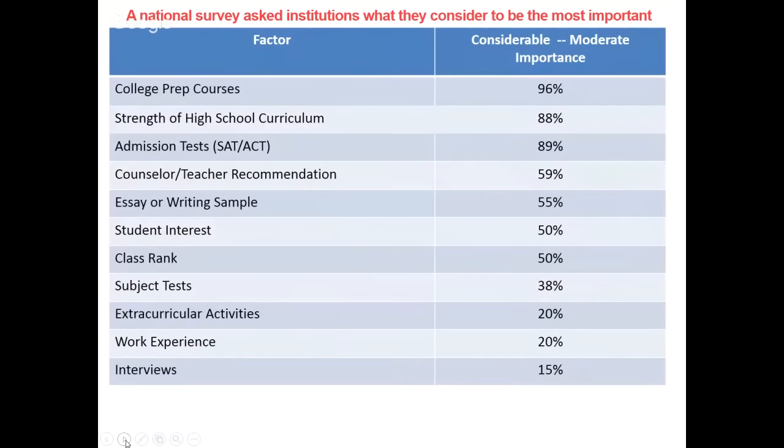But outside of high school grades, this is a survey of colleges and universities across the United States. And this is by the National Association of College Admission Counselors. And they asked, what do you consider considerably or moderately important when you're looking for admissions and for scholarships? And we're going to discuss each one of these in the list. The higher the percent on the right, the less selective the school. The lower the percent on the right, the more selective and the more difficult the admission and the scholarship program.